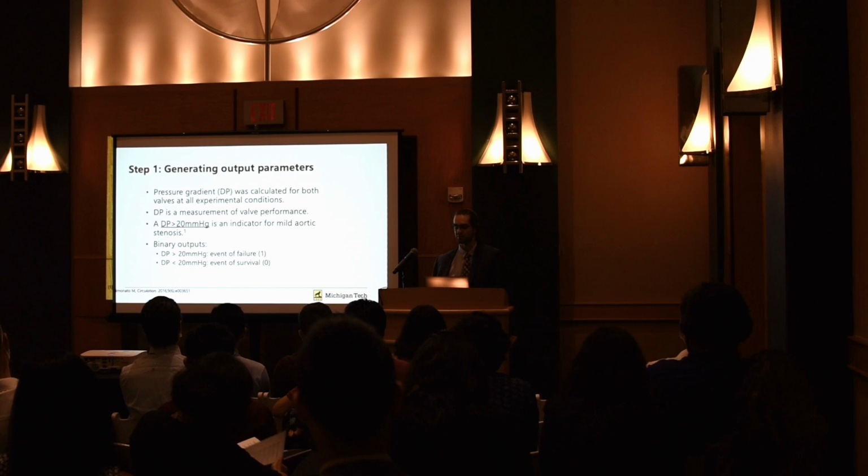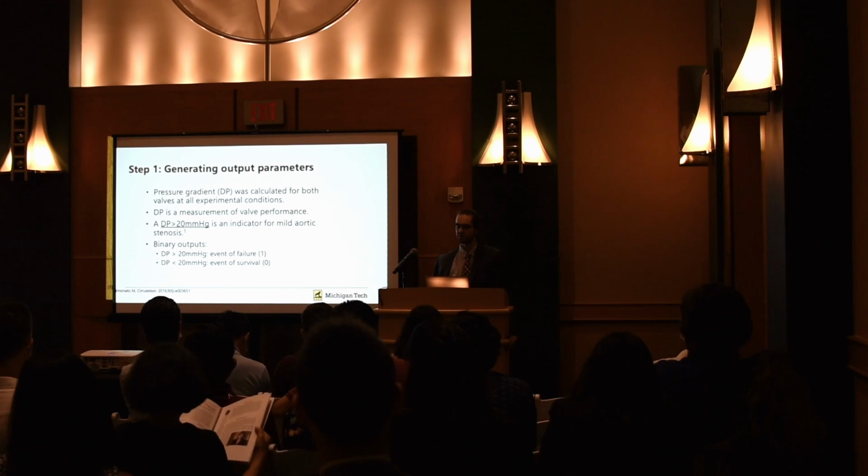For example, the recommendation of the echocardiographic assessment of aortic valve stenosis defines mild aortic stenosis as a DP greater than 20 millimeters of mercury. So therefore, in our study, any values of DP that are greater than 20 millimeters of mercury indicate a failure event of the valve, so a binary value is 1, whereas any values less than 20 millimeters of mercury indicate a survival event in the valve, so a binary value is 0. For such binary events, when we have enough experimental or empirical data available, a logistic regression model can be employed to estimate the probability of failure as a function of the hemodynamic condition.